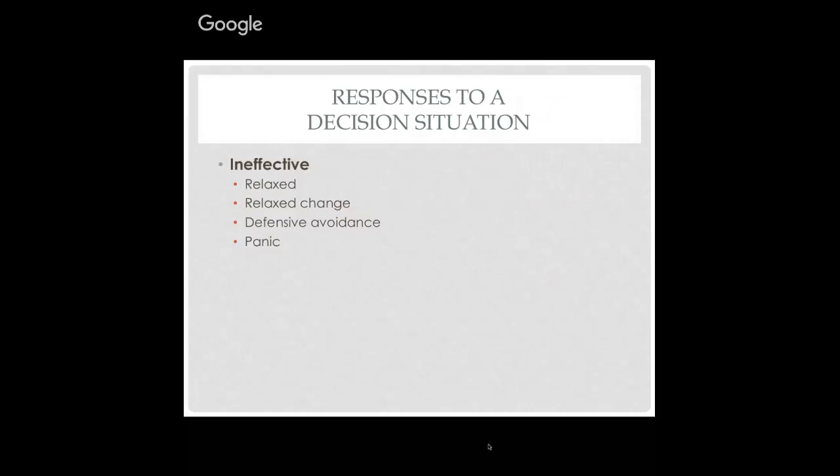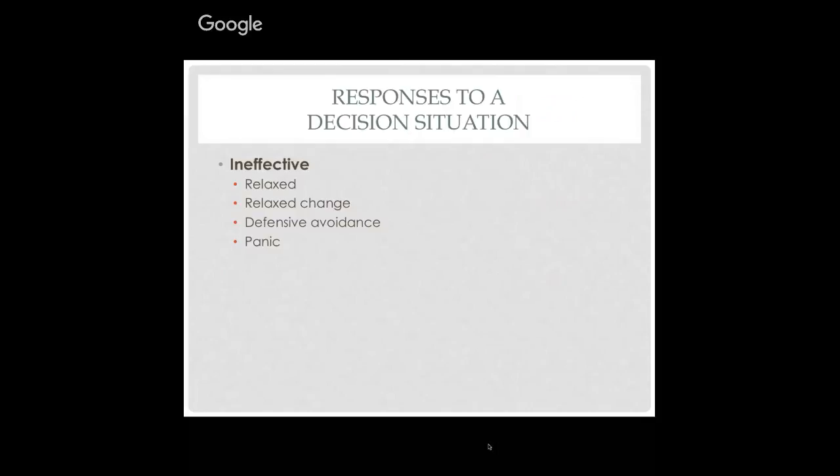Defensive avoidance is when a manager can't find a good solution and follows by procrastinating, passing the buck, or denying the risk of any negative consequences. And finally, panic, right? You've tried relax, tried relaxed change, you've tried defensive avoidance, now you're going to panic mode where you start dumping or firing people. This is when the manager is frantic to get rid of the problem that he or she cannot deal with, and they start doing all kinds of other things in a panic that actually make the situation worse.